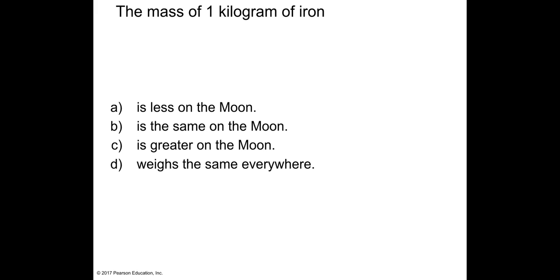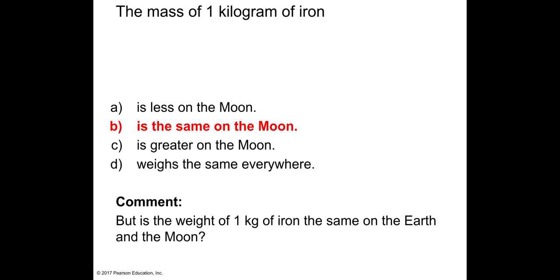The mass of 1 kilogram of iron, again, remember, mass does not change. The only thing that changes is the weight. The weight on the moon for a 1 kilogram object will be different from its weight on Earth, but the mass is the same on the moon. Remember, mass is the amount of matter that we have in an object. It doesn't change irrespective of where the object is.